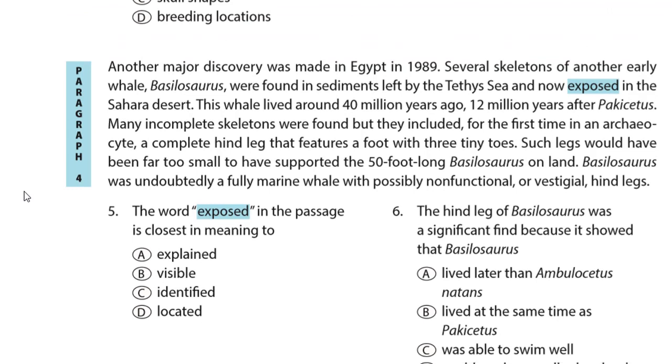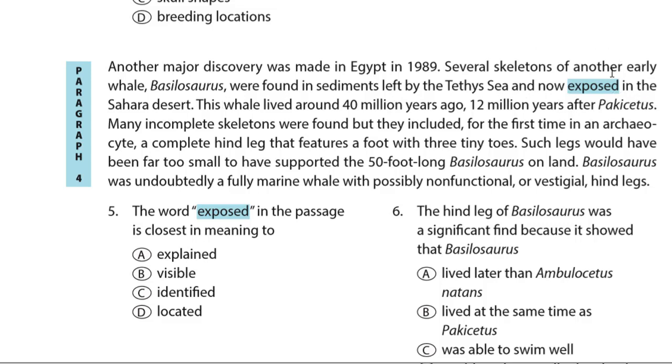As I talked about this question, we have two scenarios. If you already know the word, try to cancel out the wrong answers and pick the right one. If you don't know the word, you may go to the sentence and read it and try to understand the context so that you may understand or guess the meaning. Several skeletons of another early whale, Basilosaurus, were found in sediments left by Tethys Sea and now exposed in the Sahara Desert.